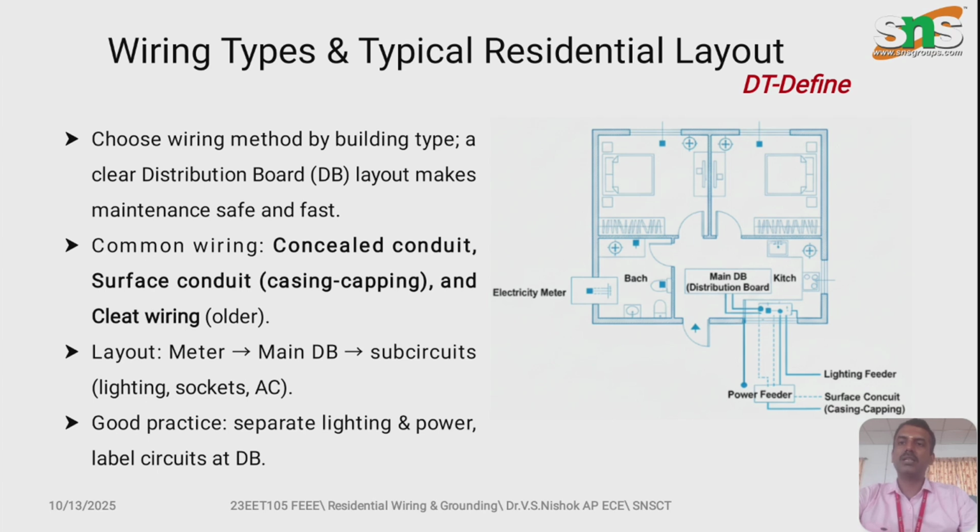In the older generation, we used the cleat wiring method, whereas concealed and surface are used nowadays. Coming to the layout of this wiring method in a residential area, it starts with the meter. From the electricity board meter, we need to give the connection to the main distribution board, which efficiently transmits the current to the subcircuits wherever necessary without any faults.